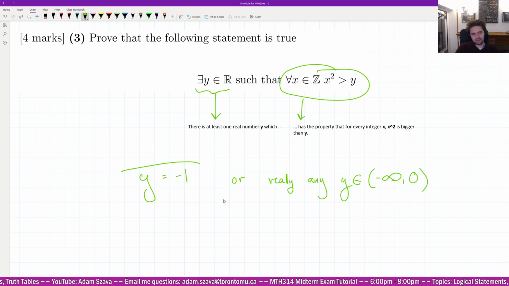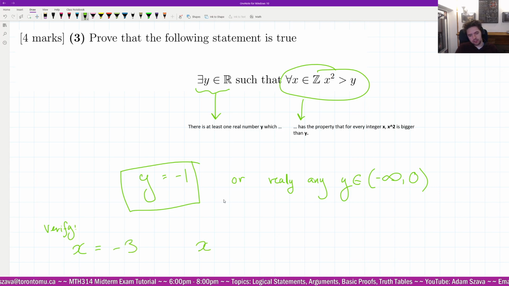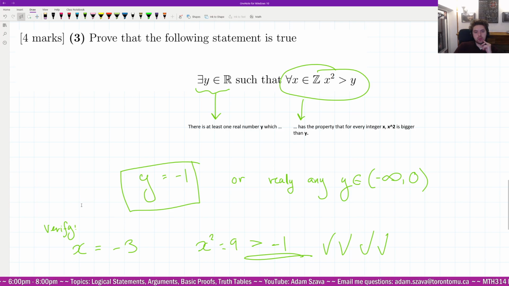So there you go. Just to verify here quickly, if I choose any x, let's say x equals -3, x squared is 9, and 9 is certainly greater than -1. Not proving anything by doing this, just verifying. So we've verified our statement, which is true. And so we've proven it by just producing an example. That is a totally valid method of proof for something like this, which is just claiming that something exists. If you can show that the thing exists, then there you go.